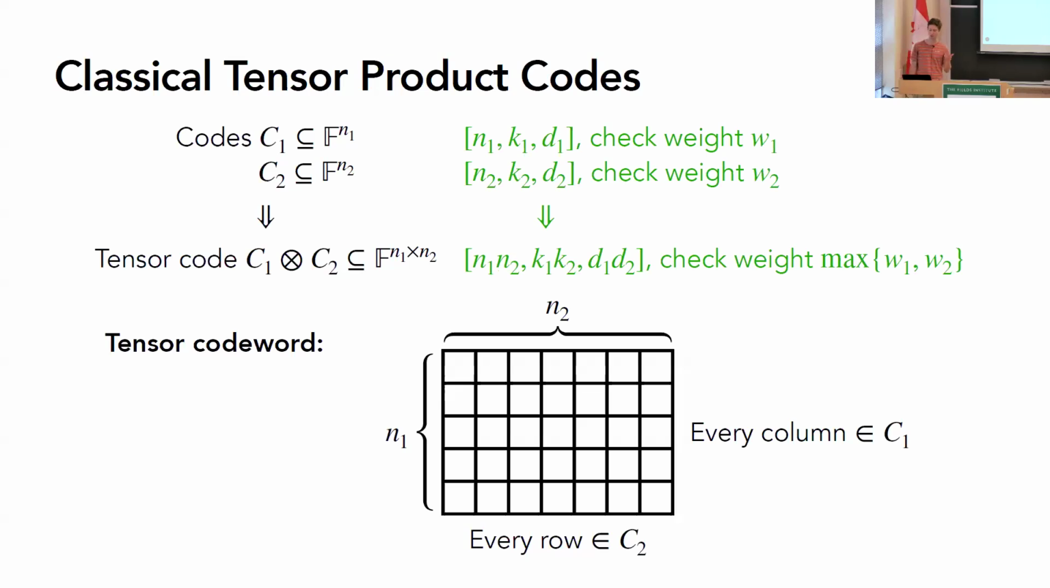So the length is n1 n2, dimension k1 k2, distance d1 times d2, and the check weight is going to be the max of w1, w2. This behavior is really nice, and it makes it really easy to construct an infinite family of classical LDPC codes by just taking iterated tensor products.